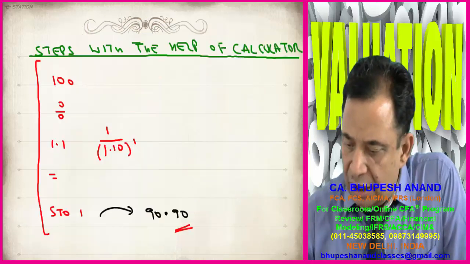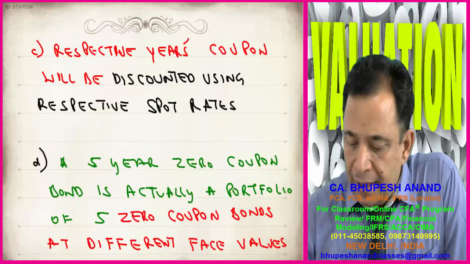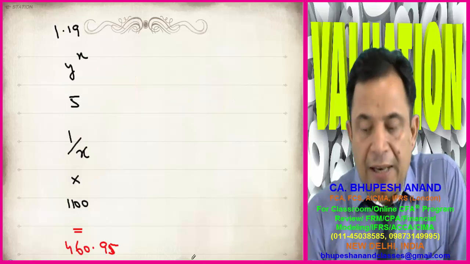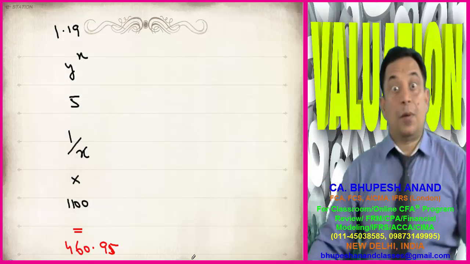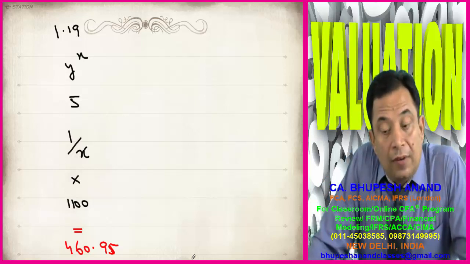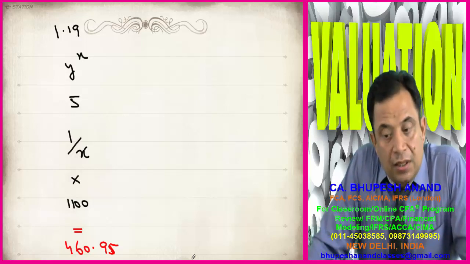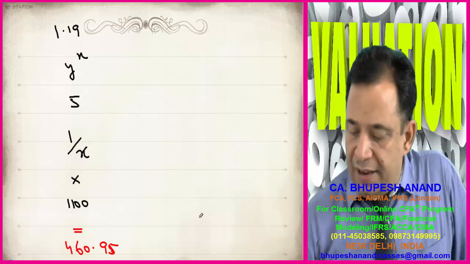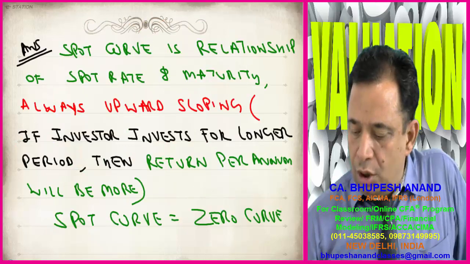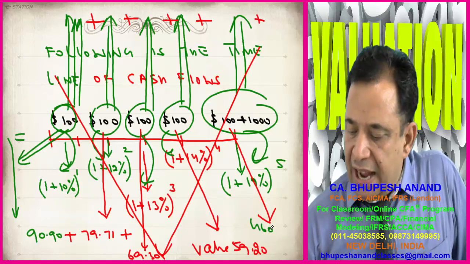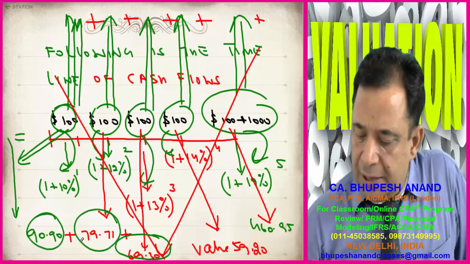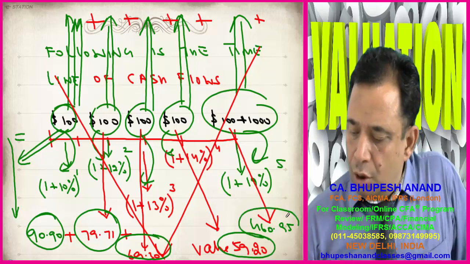Now lastly, at the end of the fifth year I want to calculate. I will be using the fifth year factor, that is 1.19 y raised to power x, because there is a power of 5 and we cannot do it directly, so I will take the inverse function: 1.19 y raised to power x, 5, 1 upon x, into 1100, is equal to 460.95.